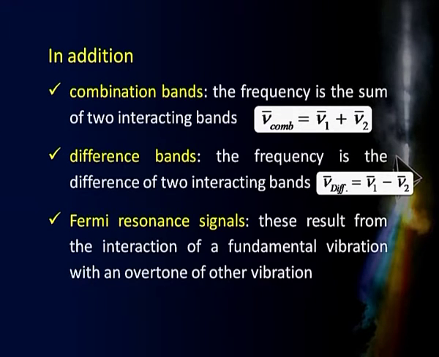In case of Fermi resonance, you will recall that one of the fundamental vibration modes interacts with an overtone of another vibration, and that leads to generation of new signals. That is called Fermi resonance. So all these put together make the vibration spectrum quite complicated.